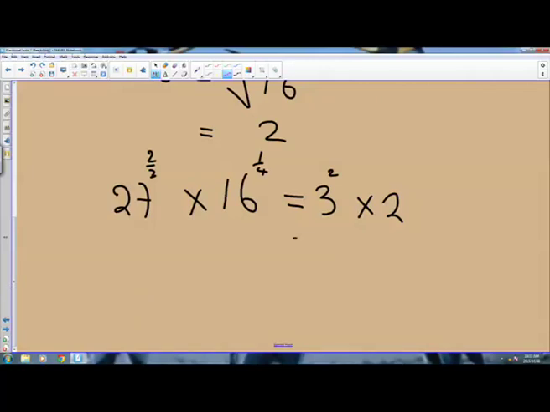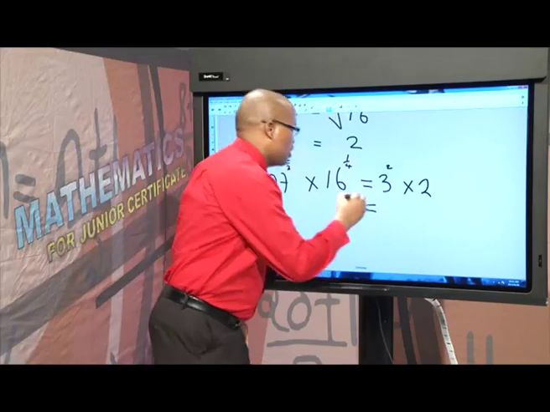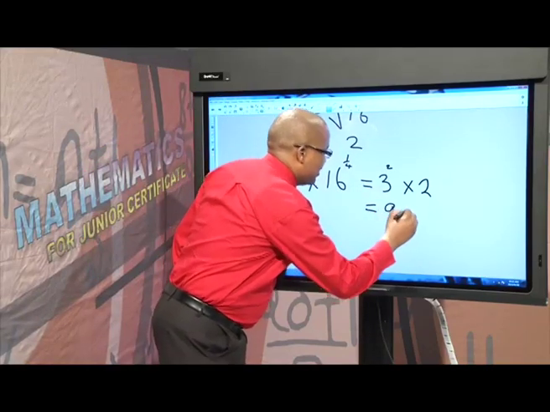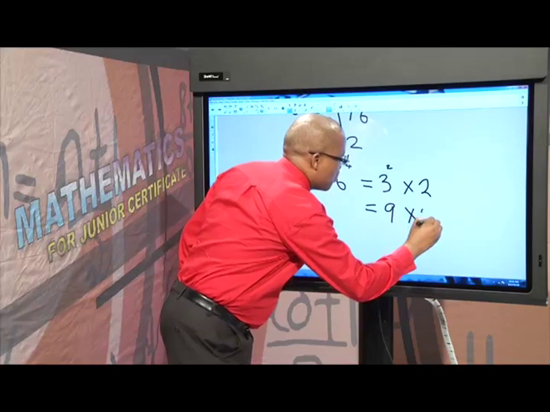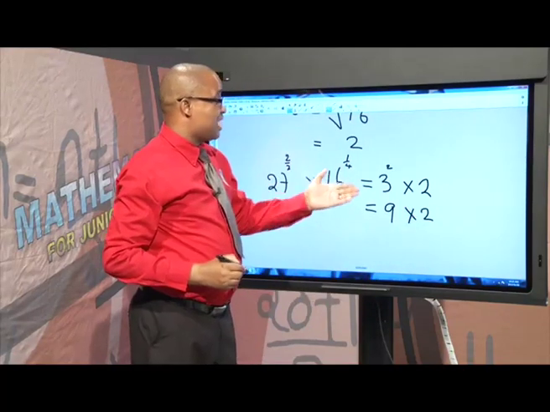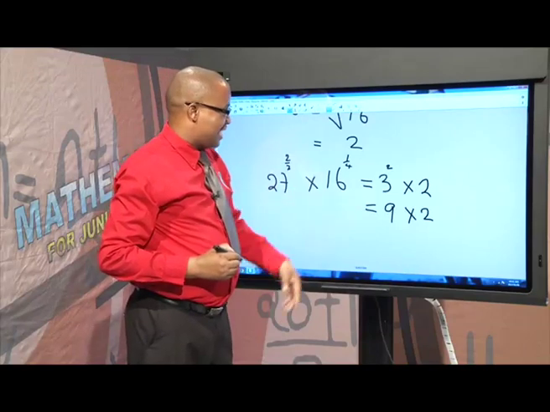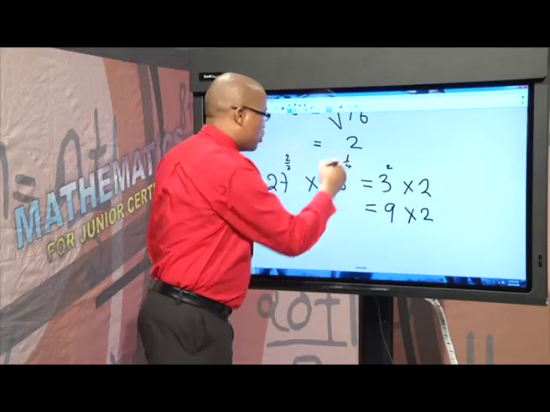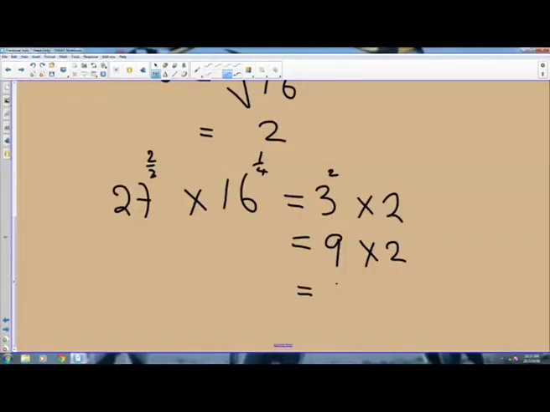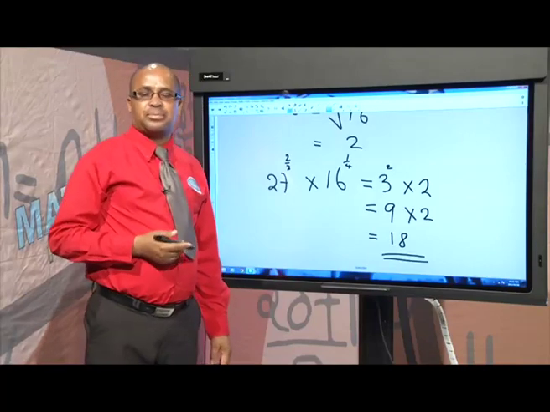So 3 squared is 9, so this will be 9 times 2. 3 squared simply says multiply 3 two times, so 3 times 3 is 9. Then multiply by 2, and this will be 18. So we have evaluated it: 27 to the power 2/3 multiplied by the fourth root of 16 is 18. This is what we have done.